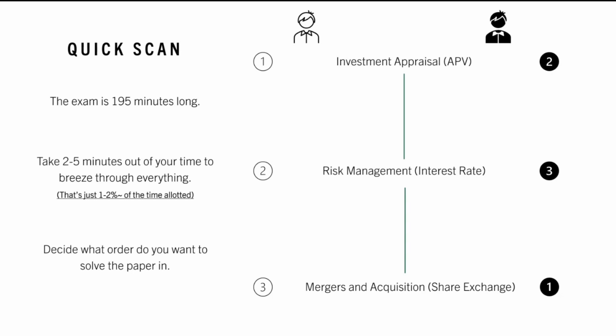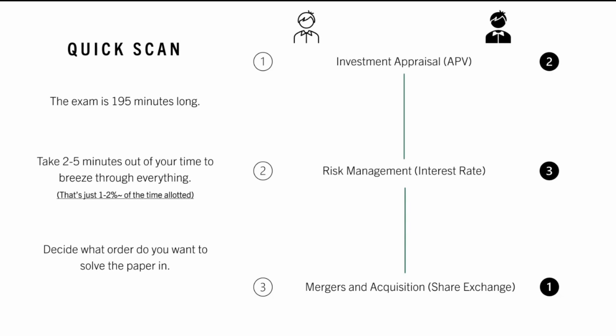So take 2 to 5 minutes. 5 minutes is the max time you would take to read through everything. Usually it would take 2 or 3 minutes to quickly read through what's there in all the three questions to understand what you'll be facing ahead. You'll need to understand if the seas are rough, if the seas are smooth, personally for you. So it's just 1 to 2% of your time allotted, but these 1 or 2% can mentally prepare you for the exam ahead.